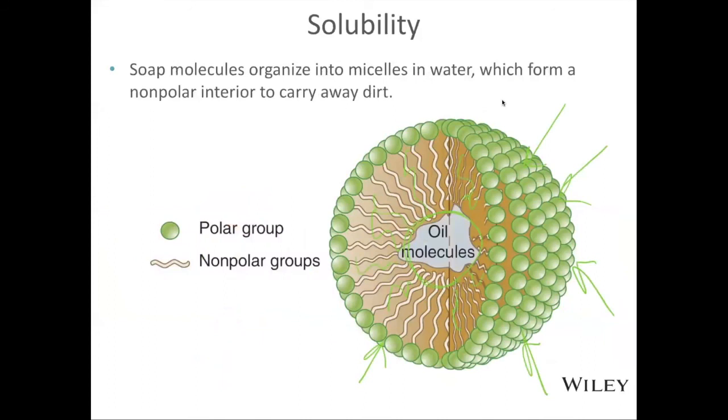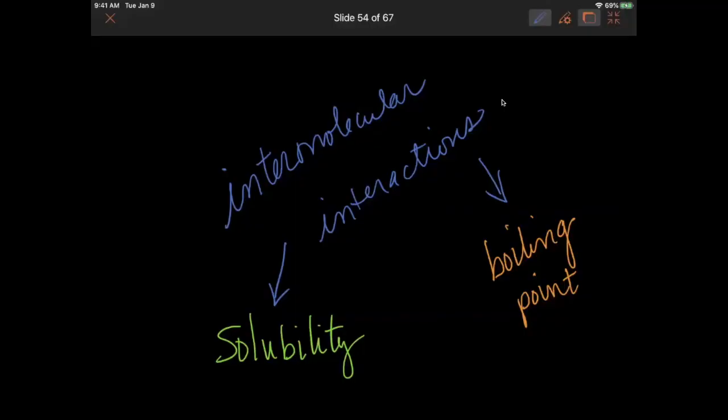So who would have thought we would learn about washing our hands, yet again, COVID-19, in organic chemistry based on solubility of organic compounds. So as crazy as organic chemistry may be, we can apply it often to our daily life. There you have it, intermolecular interactions as it relates to solubility and boiling point.